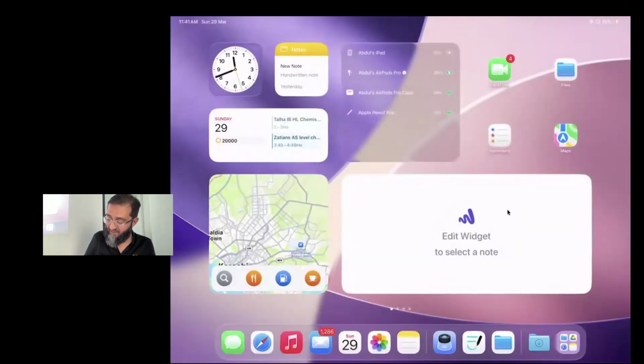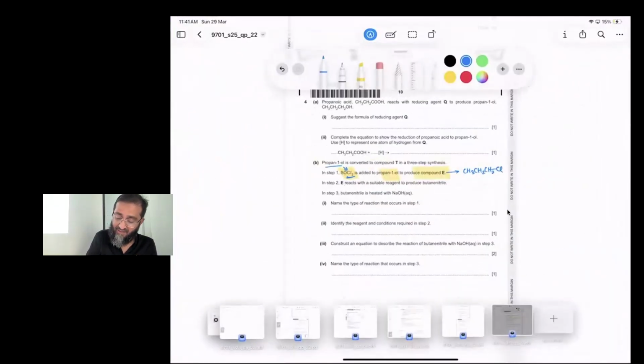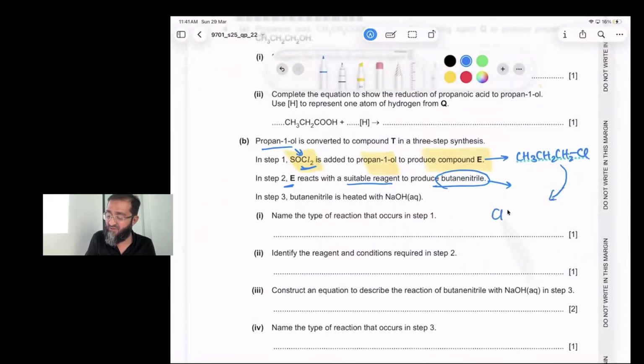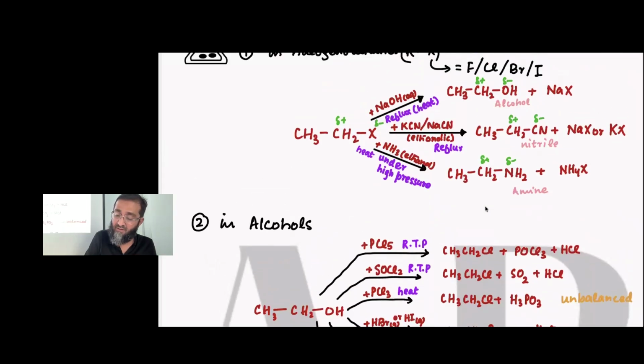If you read the next part, the examiner is saying that in step 2, E reacts with a suitable reagent to form butane nitrile. We know nitrile means C triple bond N. So this is actually turning into CH3CH2CH2CN. This Cl is substituted by CN. So what was the reagent for this one? Here you can see KCN or NaCN. So that halogen is replaced by CN. Is this clear?